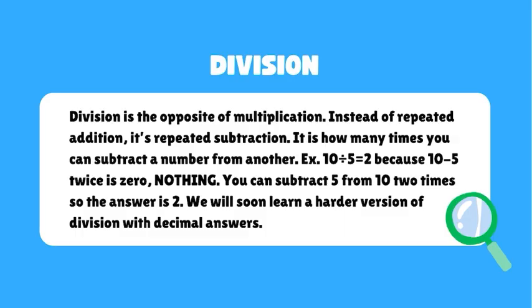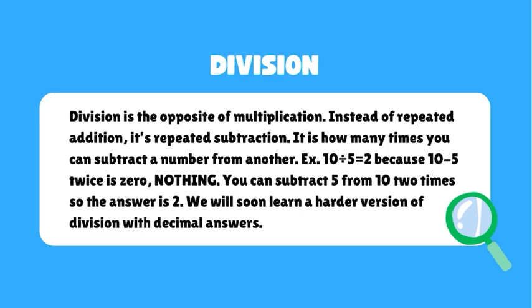Example, use this symbol that's after 10. 10 divided by 5 is equal to 2. Because 10 minus 5 is 5 and 5 minus 5 is 0. You can subtract 5 from it 2 times, and then you have the answer of nothing because 0 is nothing. So you can subtract 5 from 10 2 times, so the answer is 2.